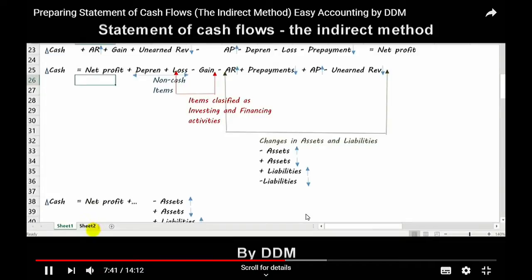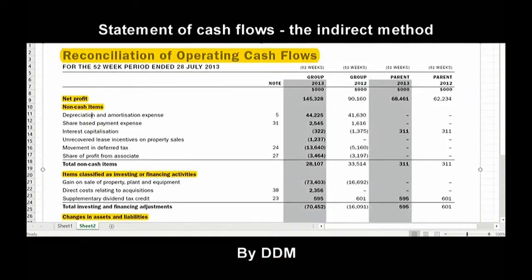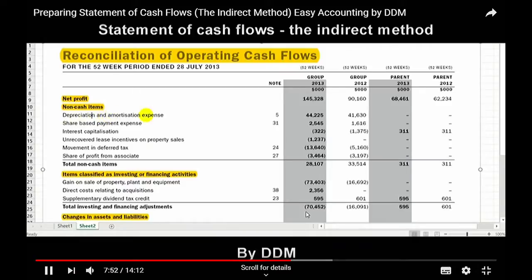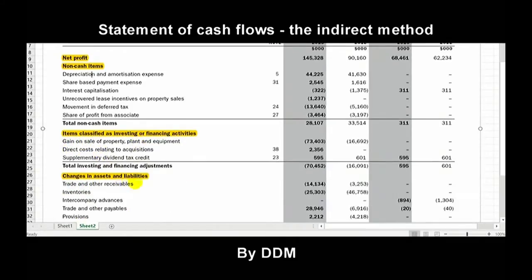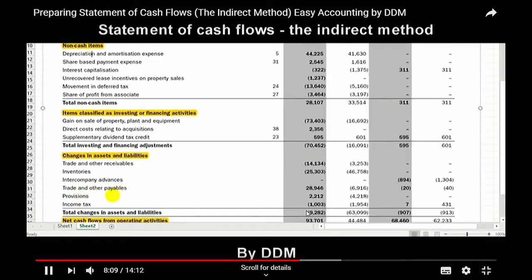So when we refer to the warehouse's reconciliation for operating cash flow, we see that starting from net profit, the warehouse also looks after non-cash items, for example, depreciation first, and then items classified as investing or financing activities, for example, gains on sale of PPE, and then changes in assets and liabilities, for example, trade and other receivables, inventory, and trade and other payables.